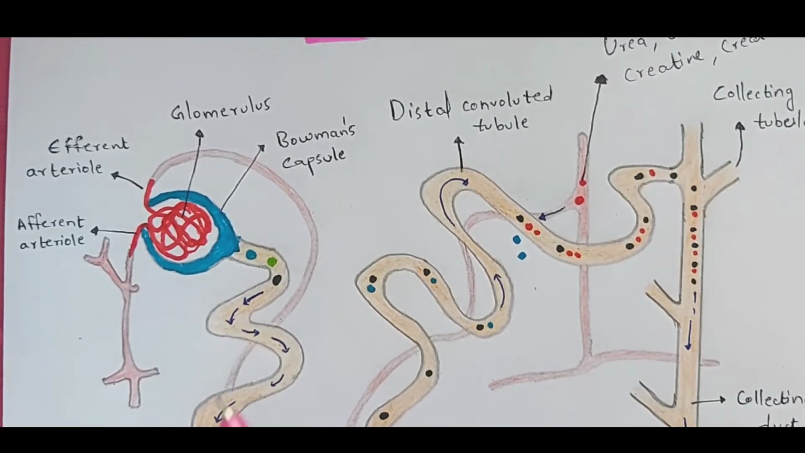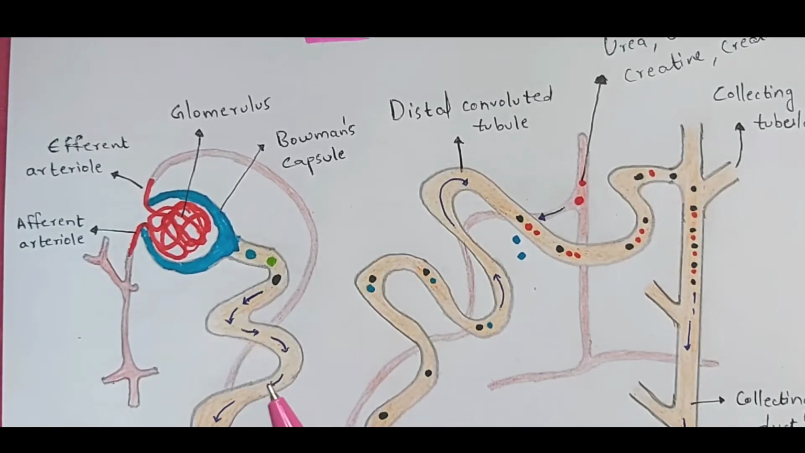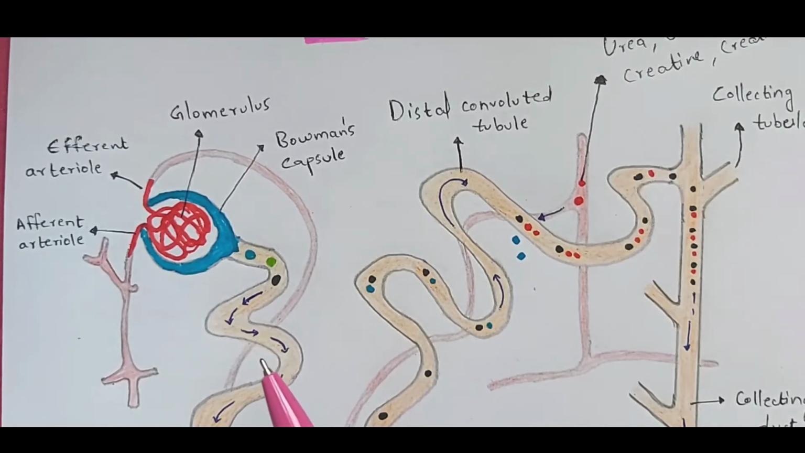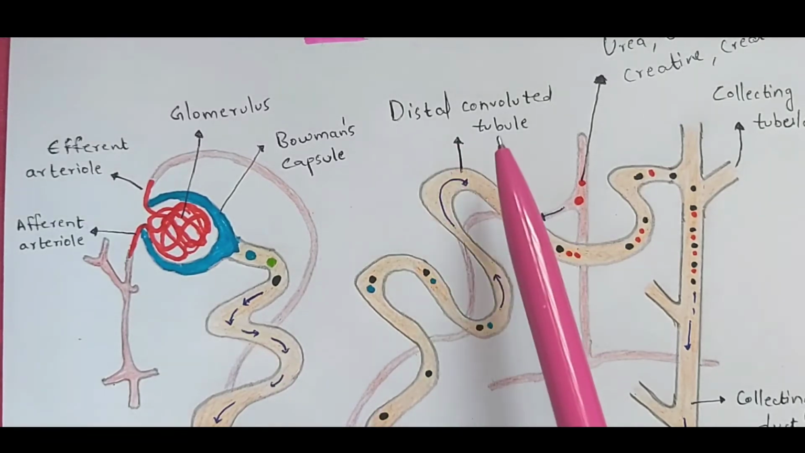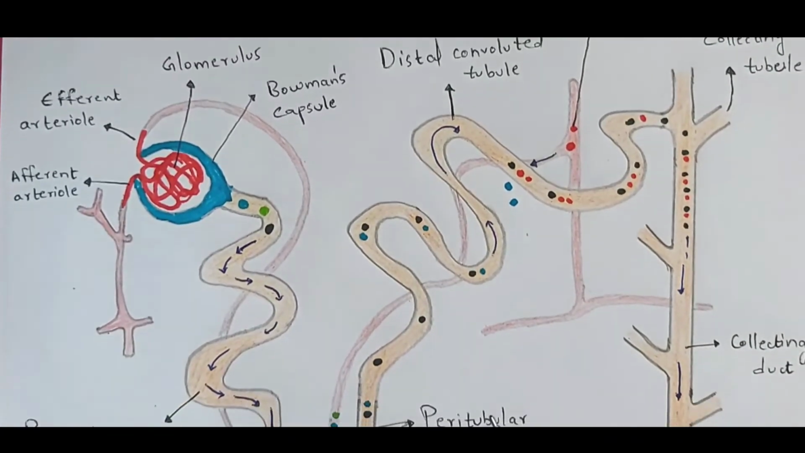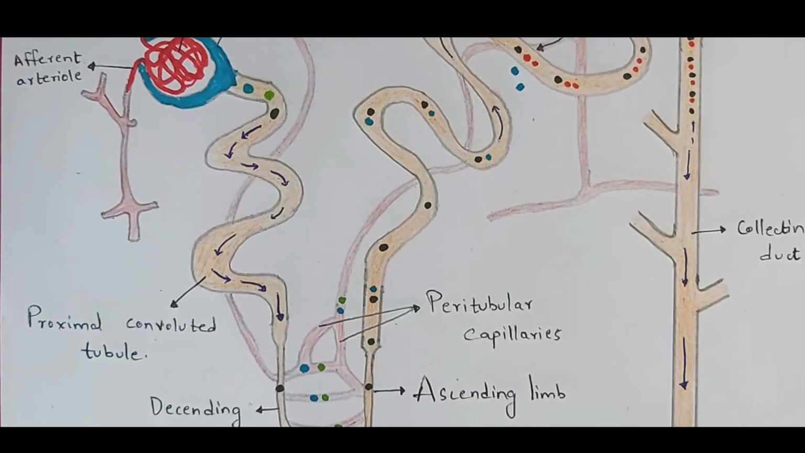Fine. So now coming to the second stage called tubular reabsorption. Basically, these tubules are of two types: proximal convoluted tubule and distal convoluted tubule. So now I am going to explain what will happen in the proximal convoluted tubule.